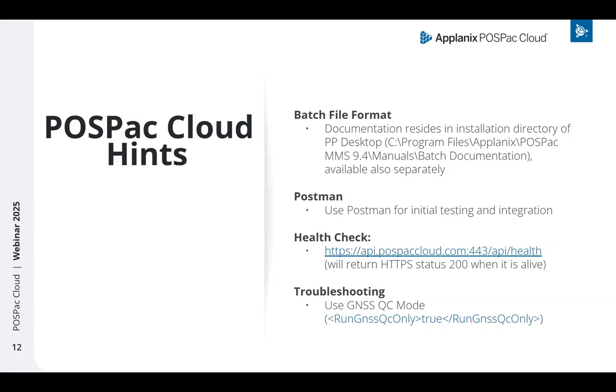It's a great way to quickly verify your API calls and understand how the system responds before integrating into a pipeline. To quickly verify the service status, use the URL shown here and this will return an HTTP 200 status if the system is up and ready to process. If you encounter any issues, consider using the GNSS QC mode by setting the run GNSS QC only to true in the batch file. This will only run the GNSS quality control checks and can help identify problems without submitting a full processing job.